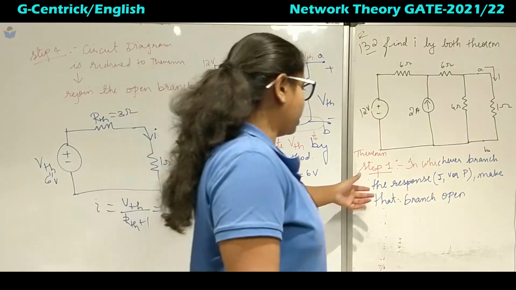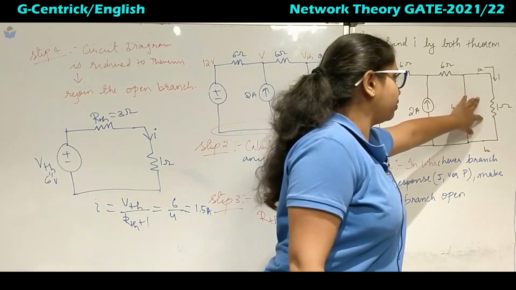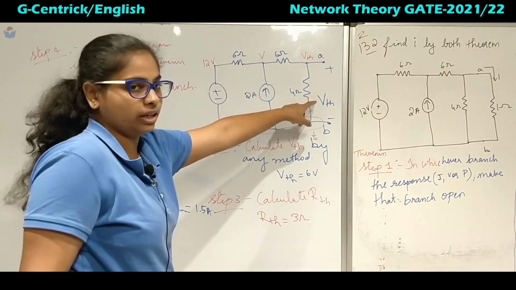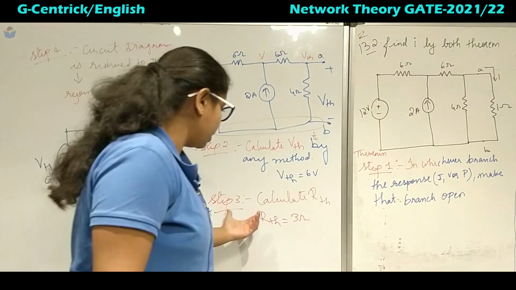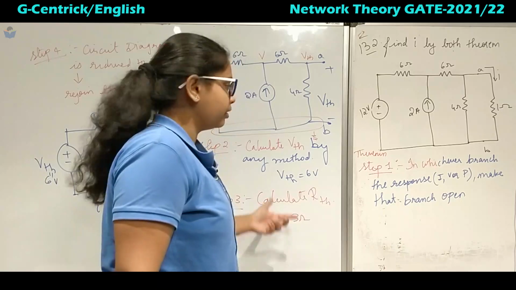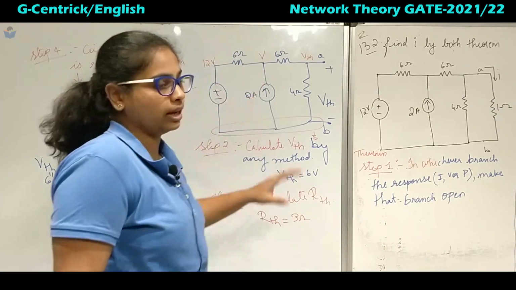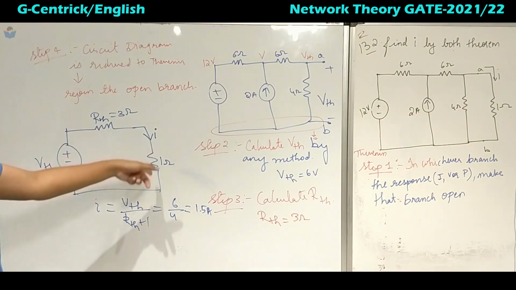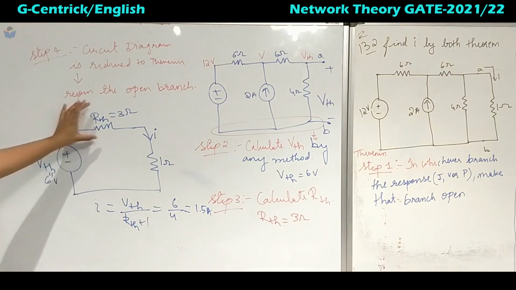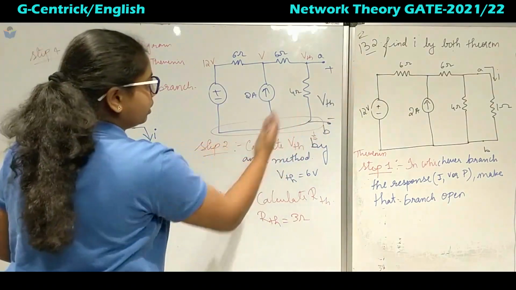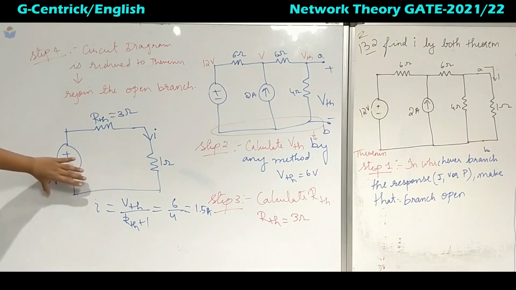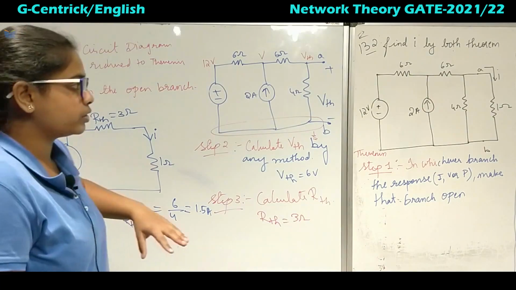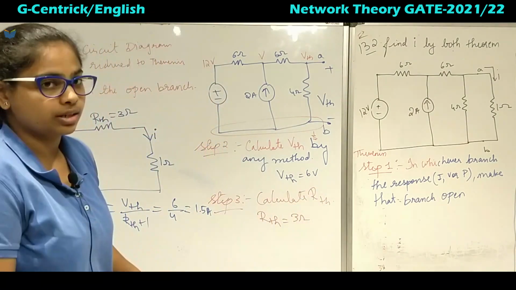So there are 4 steps in it. Step 1, we have to open the branch in which we have to calculate the response. Second, we have to calculate the VTH, that is the terminal voltage. Third, we have to calculate the R Thevenin, keeping the sources inactive. And the fourth step is whichever branch we had opened, we have to rejoin it and calculate the response, reducing this to VTH and RTH. So this whole left hand side of the circuit is reduced to one voltage source and one equivalent resistance. Now this same problem we will solve with the help of Norton's theorem.